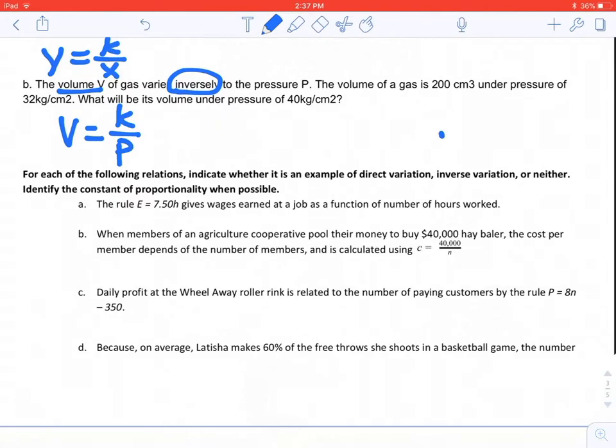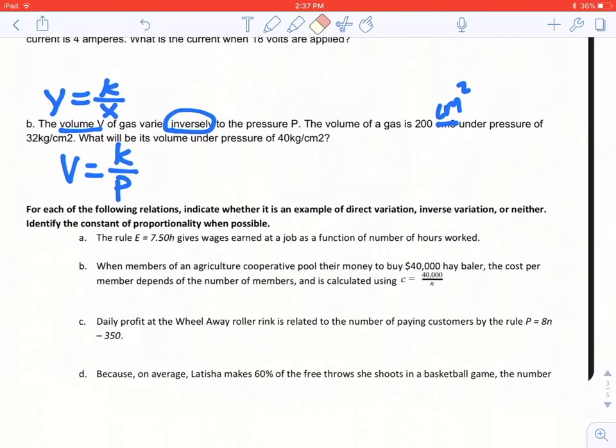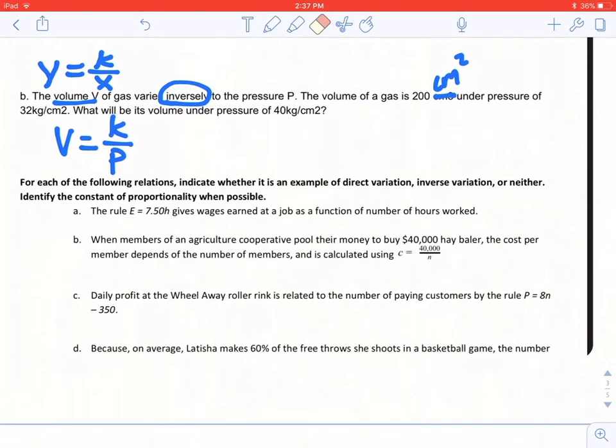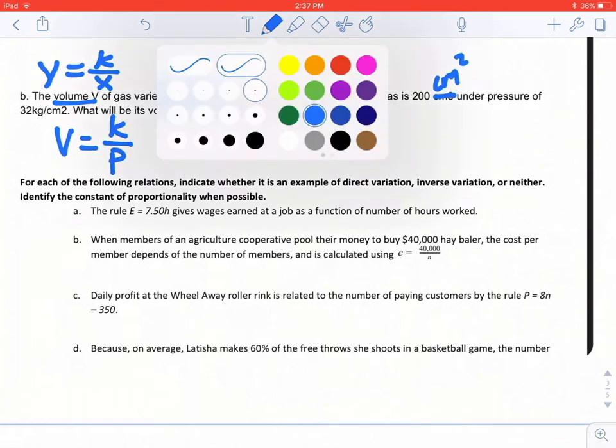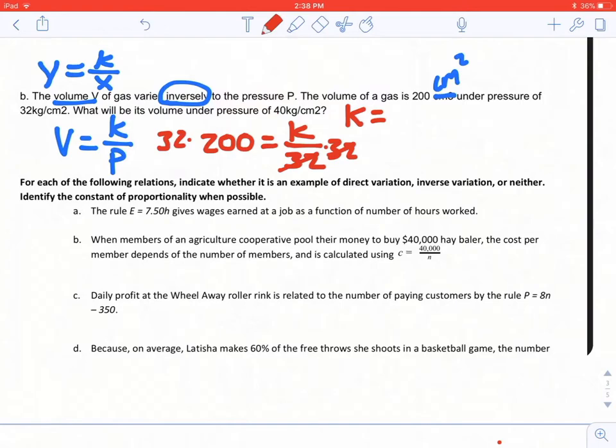I'm just going to make a slight adjustment here. I think this is meant to be square centimeters, just so our calculations aren't too crazy. So just change that on your paper. So the volume of a gas is 200 square centimeters under pressure. So 200 would be K divided by 32, the pressure they gave us. Then we can multiply both sides by 32 to solve for K. So 32 times 200 would be 6,400.